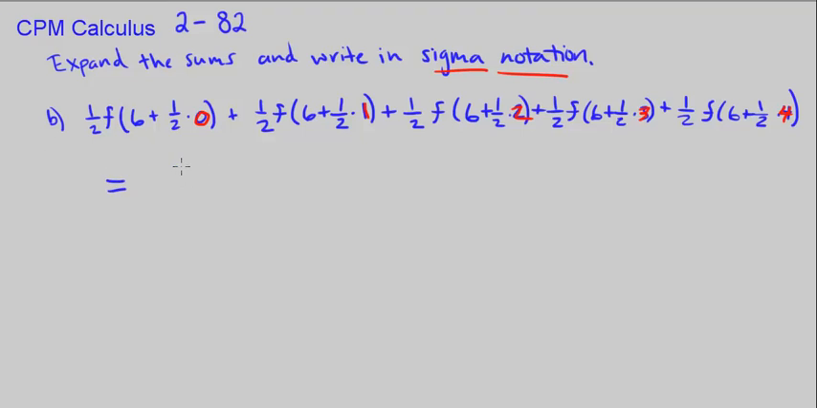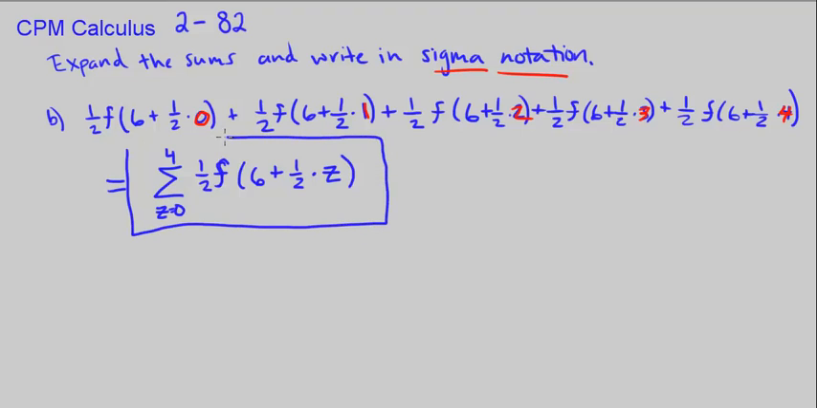It's just equal to the sum of 1/2 times f of 6 plus 1/2 times. Now this is where we are going to start and stop. We can call it any letter. Let's go with, I don't know, any letter except for F, because that would be confusing. But let's call it Z. Okay, so Z starts at 0 and stops when it gets to 4. And this, again, is our answer for part B.